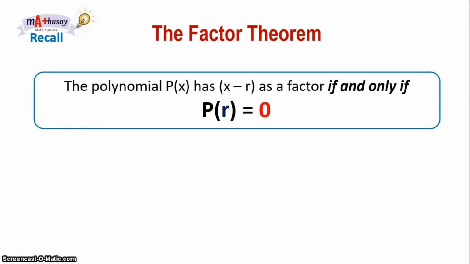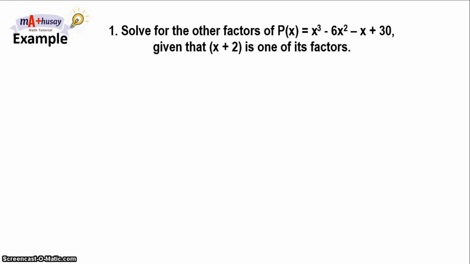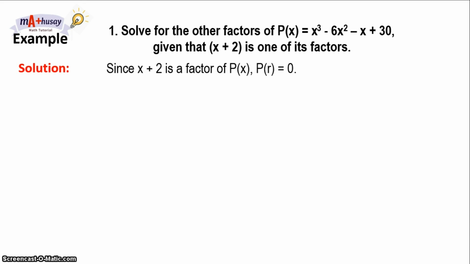So we will use this concept along with synthetic division in factoring polynomials. So let's have these examples. Example number 1. Solve for other factors of p of x equals x cubed minus 6x squared minus x plus 30, given that x plus 2 is one of its factors. Since x plus 2 is a factor of p of x, the remainder should be equal to 0.